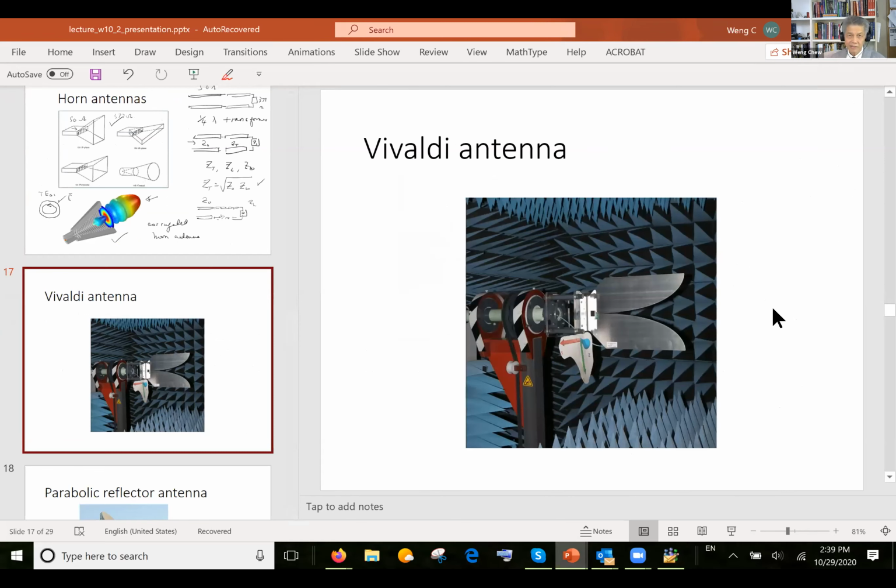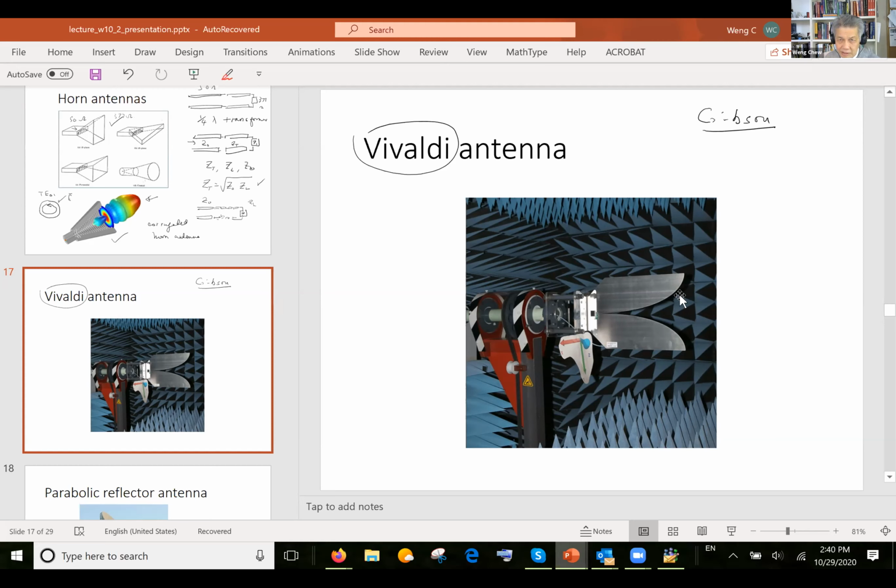A Vivardi antenna is the same concept. It's actually invented by this guy Gibson. He admires the musician Vivardi a great deal, so he decided to name this antenna after him. And again, you can think of this as very much like a horn antenna. The impedance gradually changes from a low impedance value to a high impedance value, so that when you send in the wave from here, the wave can be matched to the impedance of free space, and then it will leave this antenna gradually.